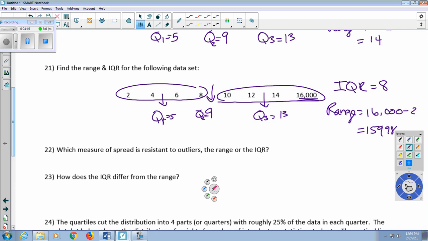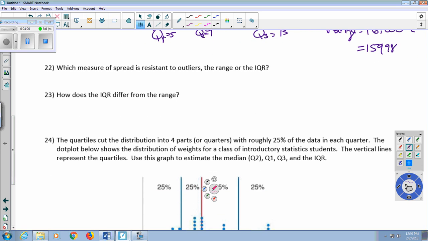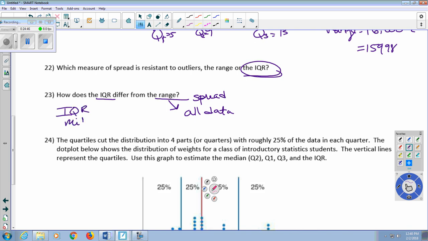So the range is not resistant to outliers. Which measure of spread is resistant to outliers? The IQR. That didn't change when we had an outlier. How does the IQR differ from the range? The range is the spread of all data, whereas the IQR is looking at the spread of the middle 50%. IQR is the spread of the middle 50%.